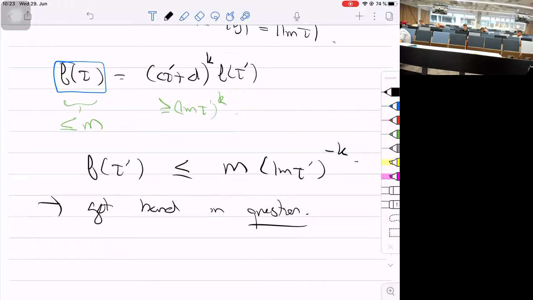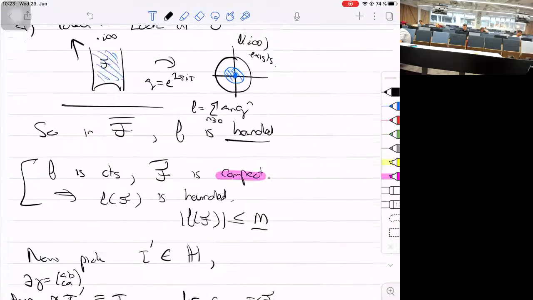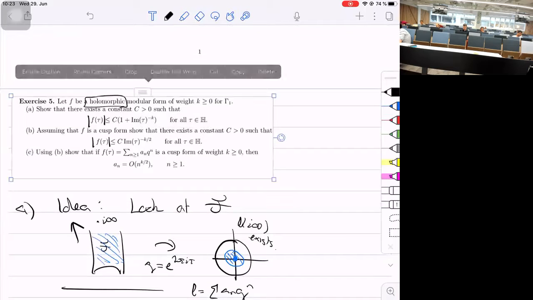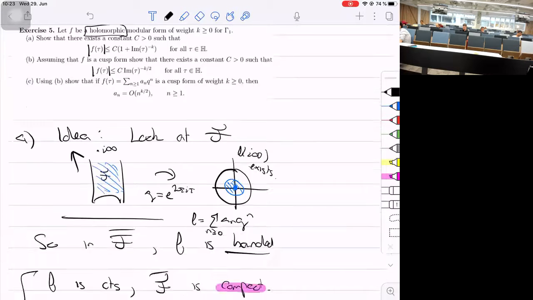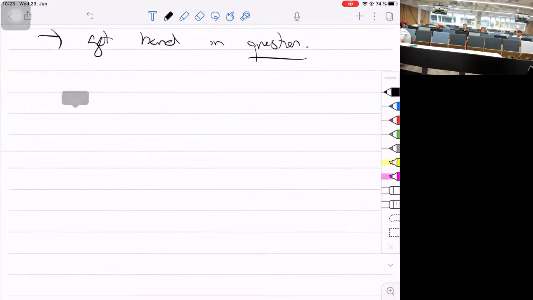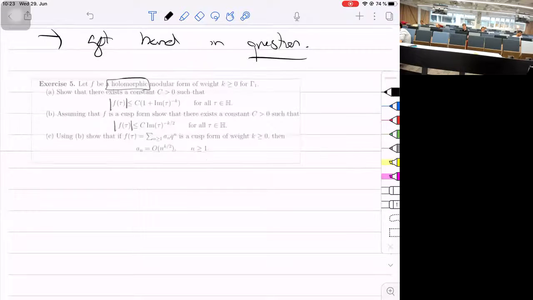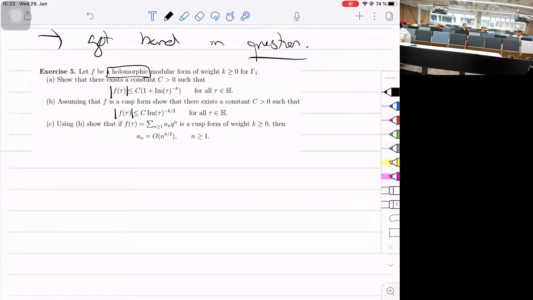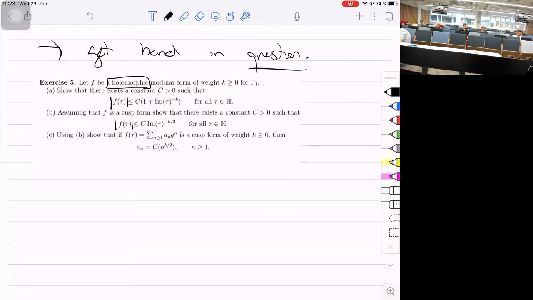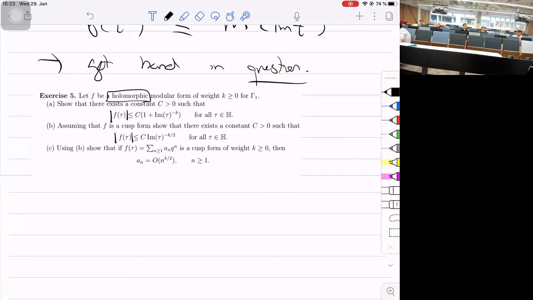So then we should go on to part B, with that for reference. So part B is asking us to assume that f is a cusp form, so that this first coefficient a0 is equal to 0, and to show a better bound on the value.